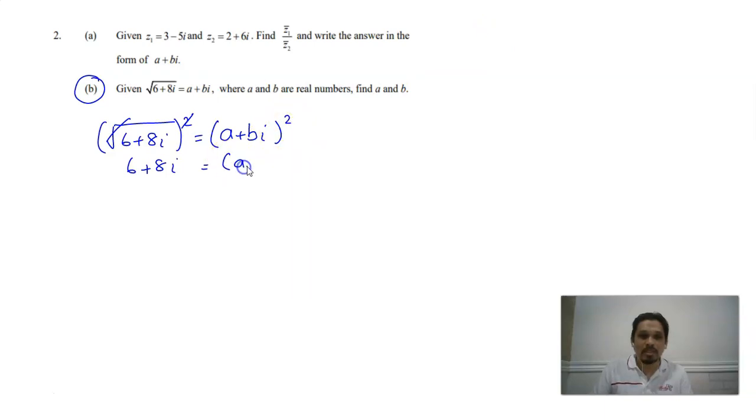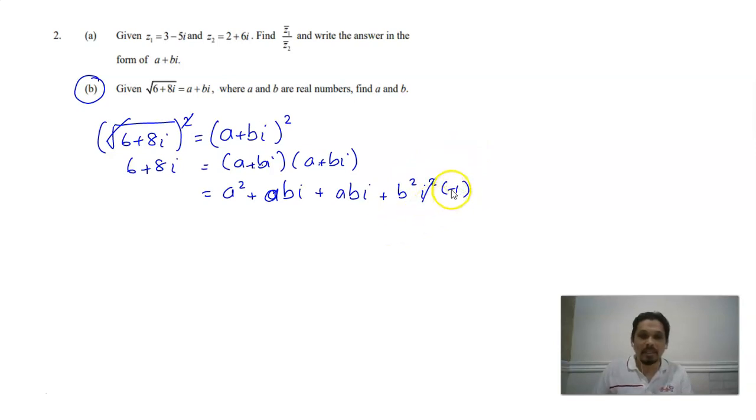Squared means that it is a plus bi multiplied with a plus bi. So this term appears twice. So then a times a, a squared, a times bi plus a times bi, plus bi times bi, b squared i squared. And i squared equal to negative 1. Okay, so negative times positive, negative.